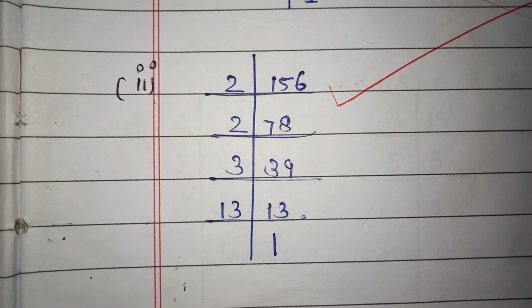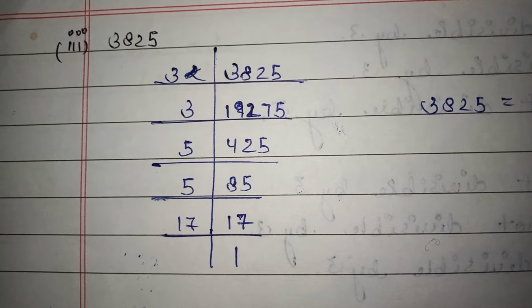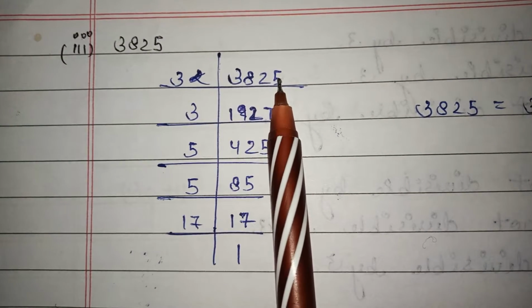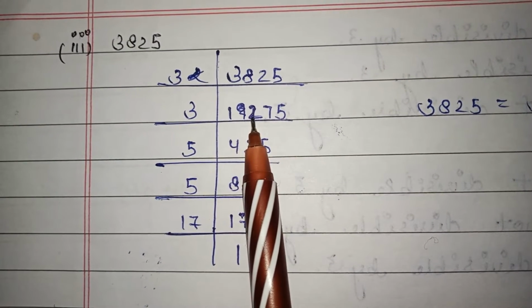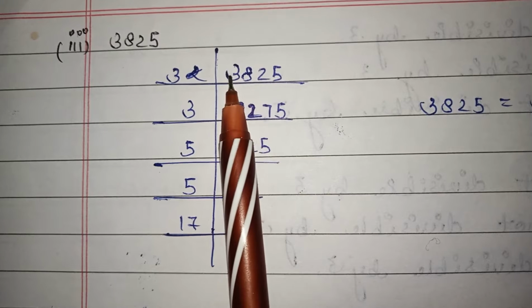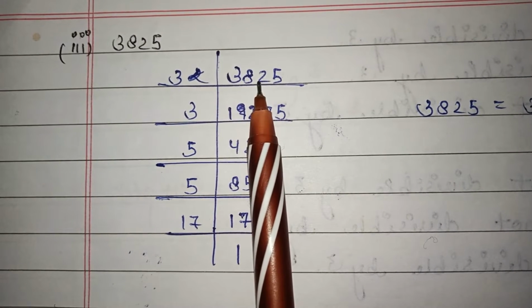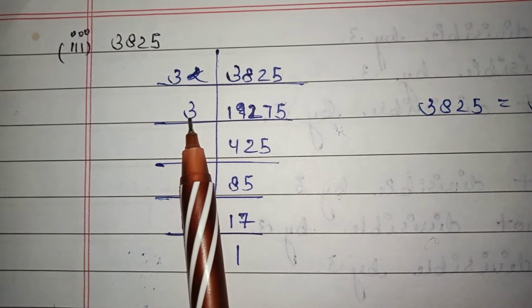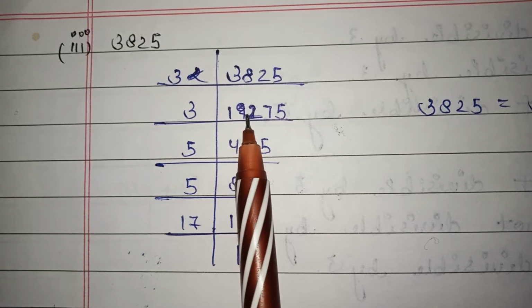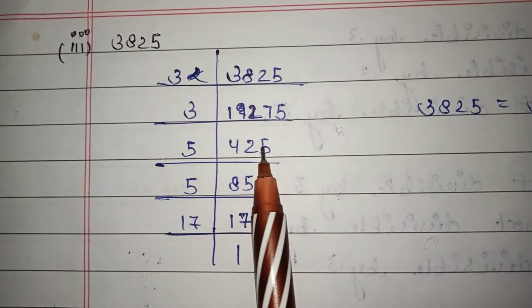Now moving to the third part, we have 3825. We know that it is not divisible by 2 as we have 5 in the ones place. So we will try it with 3. Now we get 1275, because 3 ones are 3, 3 twos are 6, 3 sevens are 21, 2 carry 1, 3 fives are 15. Now again it is divisible by 3: 3 fours are 12, 3 twos are 6, 3 fives are 15.